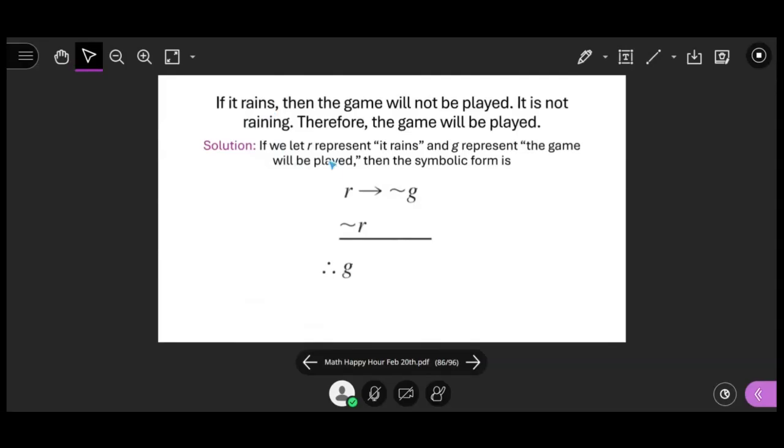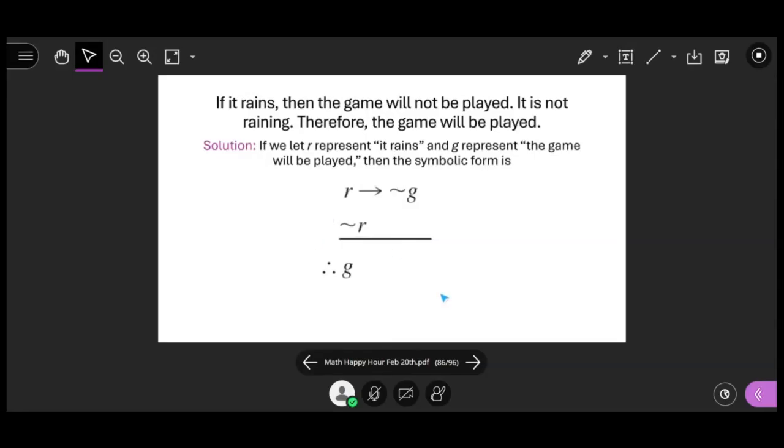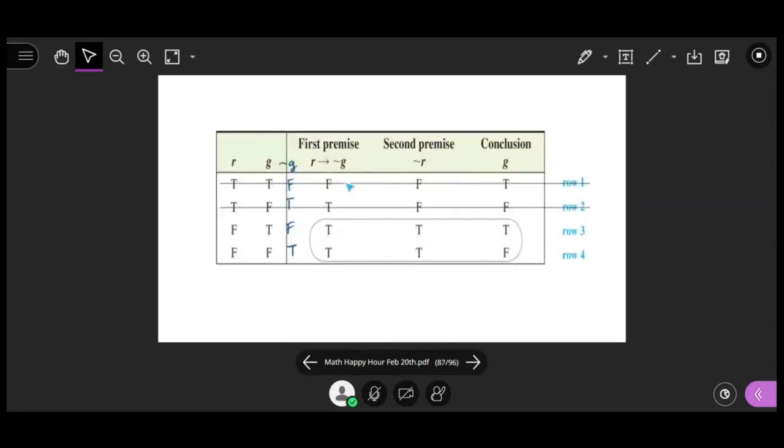Okay, so if it rains, that's R, then the game will not be played, negation G. It is not raining, negation R, therefore the game would be played. So that would be therefore G. So now we wrote it in symbolic form. Now we're going to look at the first premise here.